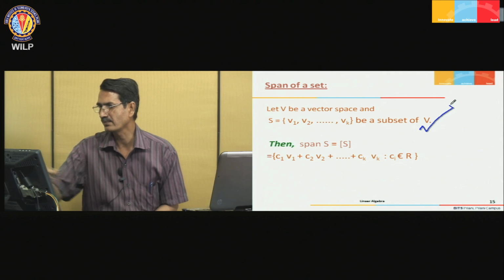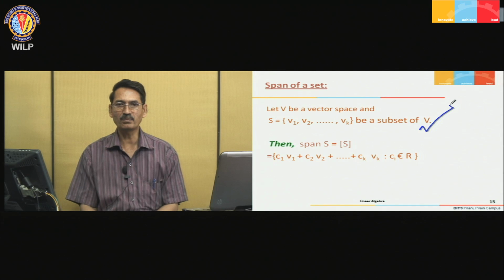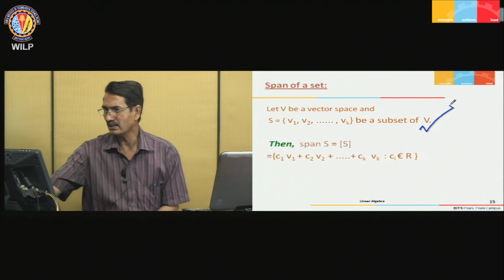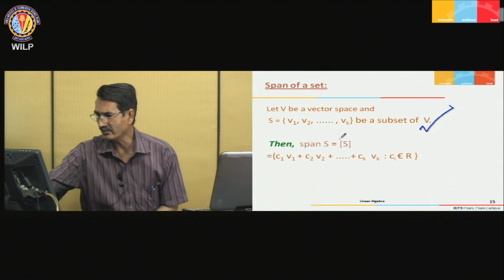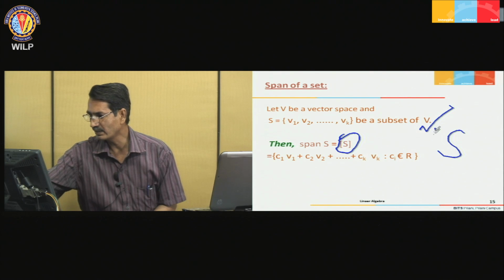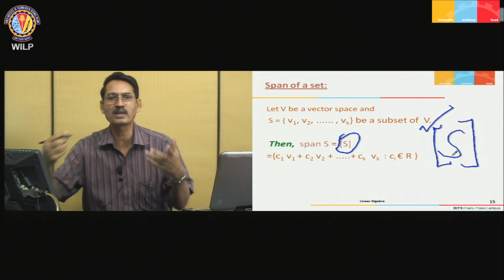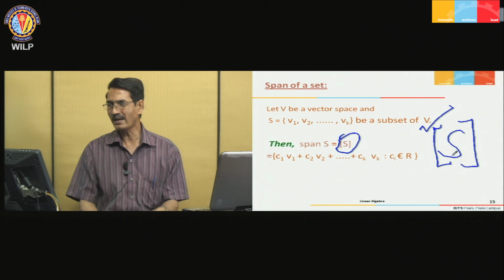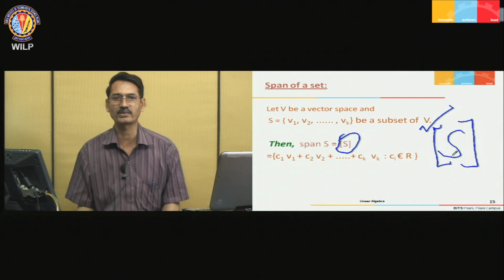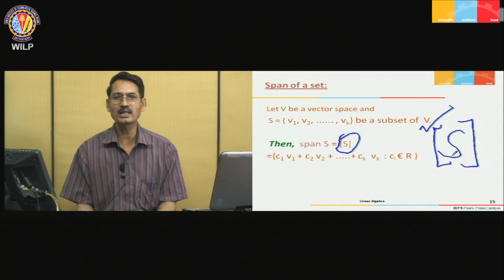Now, suppose that V is a vector space and S equals {v1, v2, v3, ..., vk} is a subset of the vector space V. Then second, we shall define the meaning of span of the set. We shall denote it as S within square brackets, that is a standard notation. If you write S within square brackets, we are talking about the span of S. So, span of S is the set of all possible linear combinations of the elements of S.